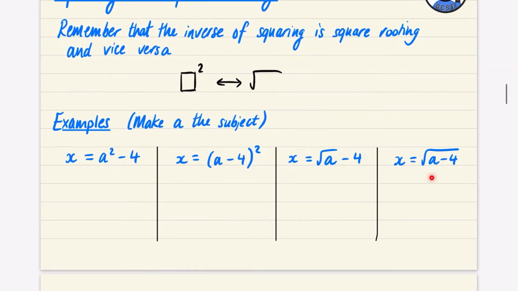So I'm just going to do these 4 examples, and these first 2 look really similar to each other, and then these second 2 look really similar to each other, and we're going to try and work out why they're different. So we're going to try and make A the subject this time. So we wanted to end up as an A equals.